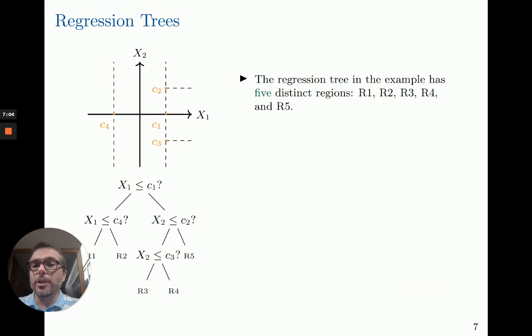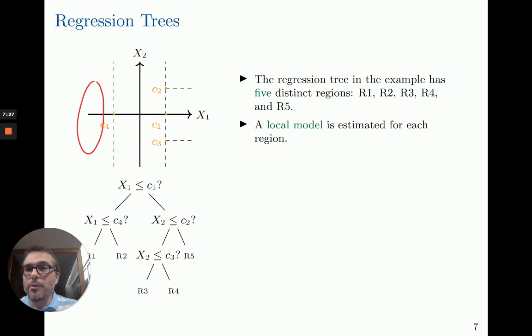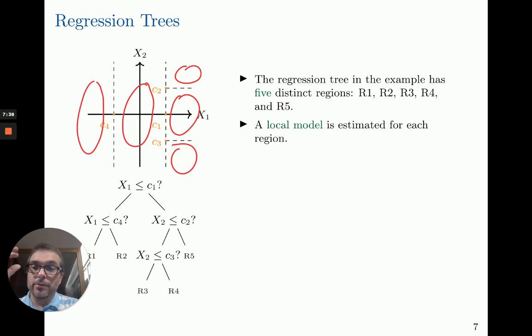So what are we going to do with these regions? As I mentioned, we have 5 different regions that we are labeling R1, R2, R3, R4, and R5. What we are going to do is estimate a local model. We are going to have one model for the points in this region, another model for the points in that region, another one here, another here, and another here. Okay? So we're going to have local models. We split the data, and we construct local models for different subregions.